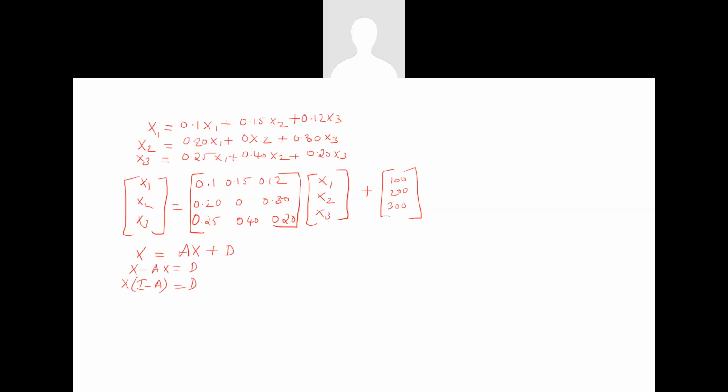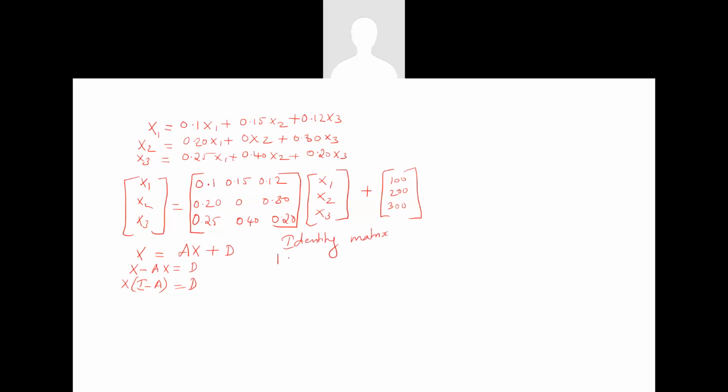Remember that this is actually a matrix equation. X represents the column vector, A represents the coefficient matrix, and D is also a column vector. So when you factor out X from X minus AX, instead of 1 we write I. This I is an identity matrix. Of course, in matrices you have studied what an identity matrix is.